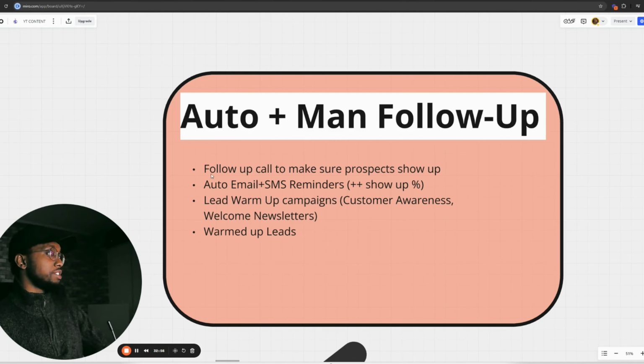So secondly, besides the follow-up calls, you need to also make sure that you've got automated email and SMS reminders set up to increase the show-up rate even more. Thirdly, you need to make sure you have a lead warm-up campaign set up. This could be customer awareness emails, welcome newsletters, and whatnot. So make sure that you've got content set up to warm up the leads even more, right? And all of this is going to result in warmed-up leads, highly qualified, highly interested, ready-to-buy homeowners.